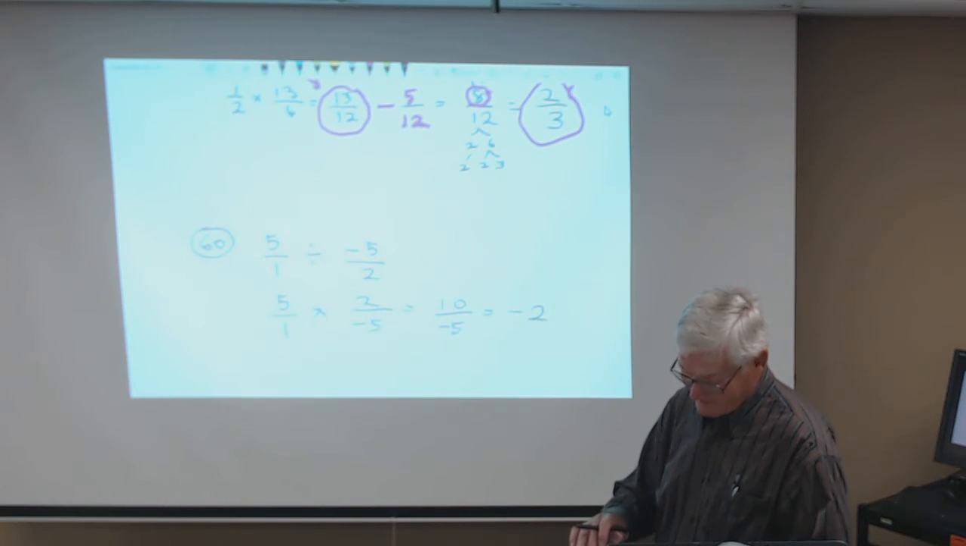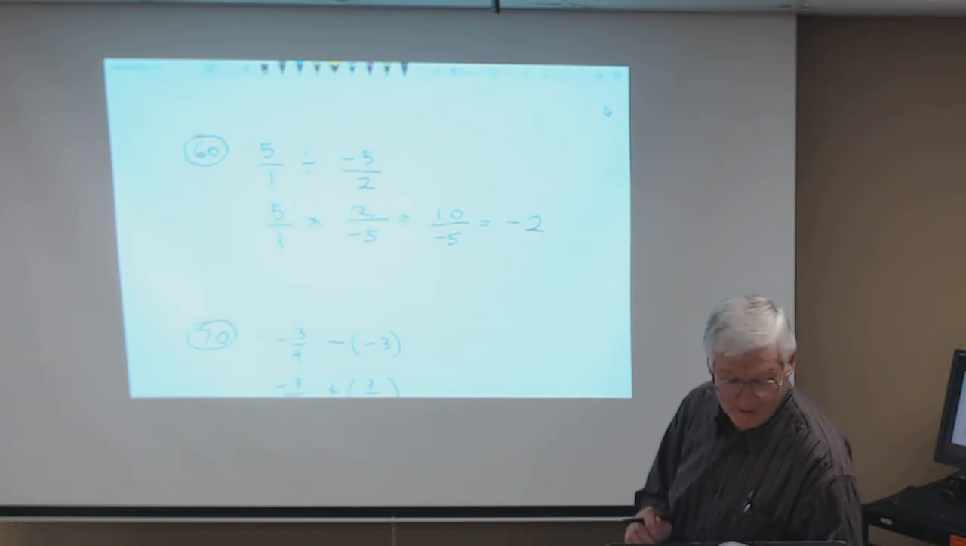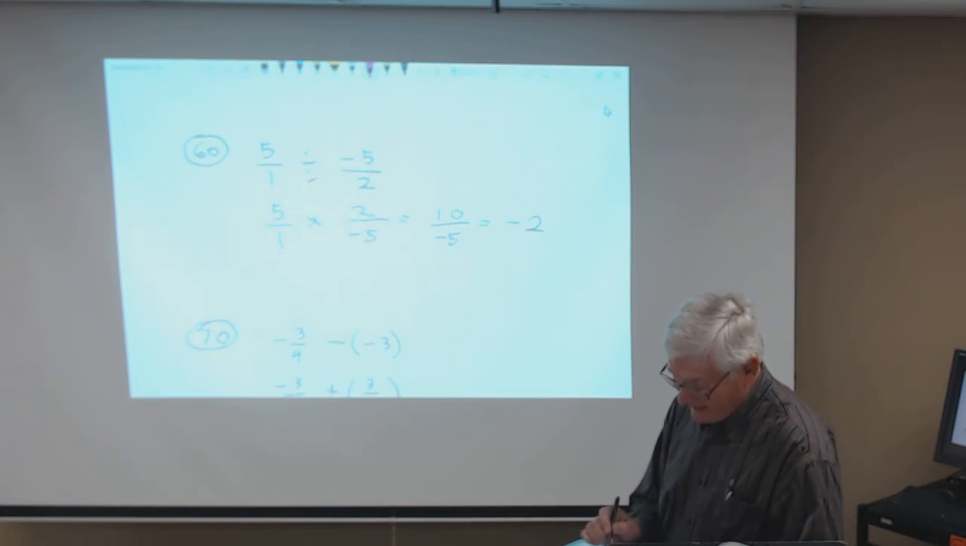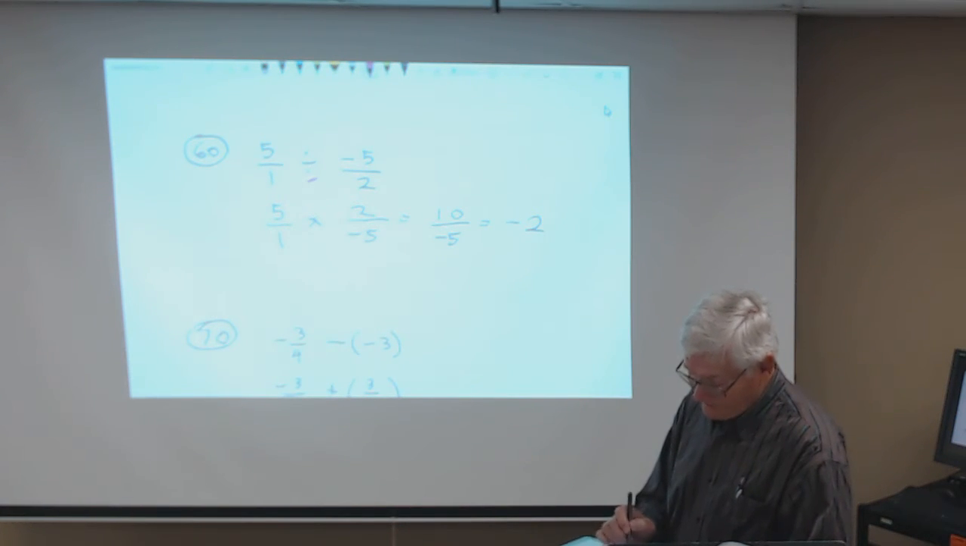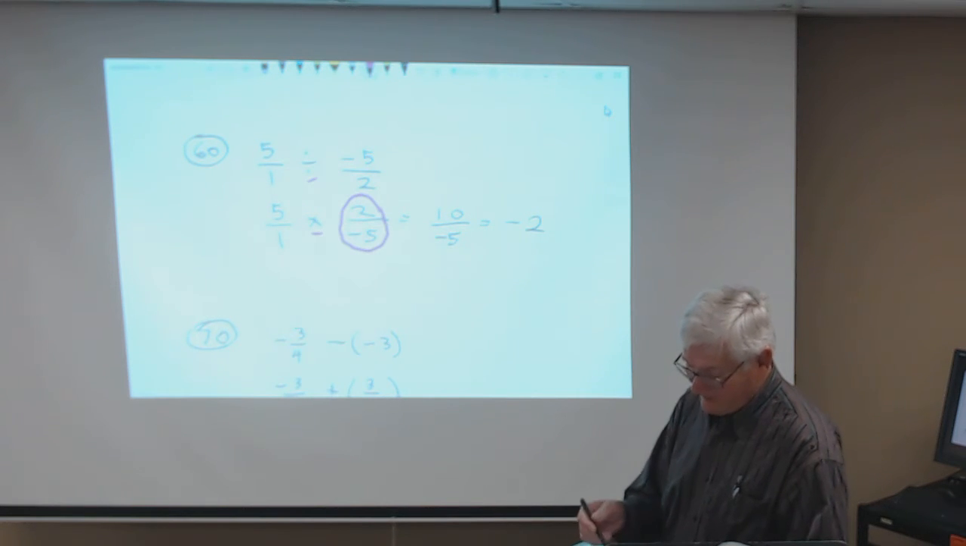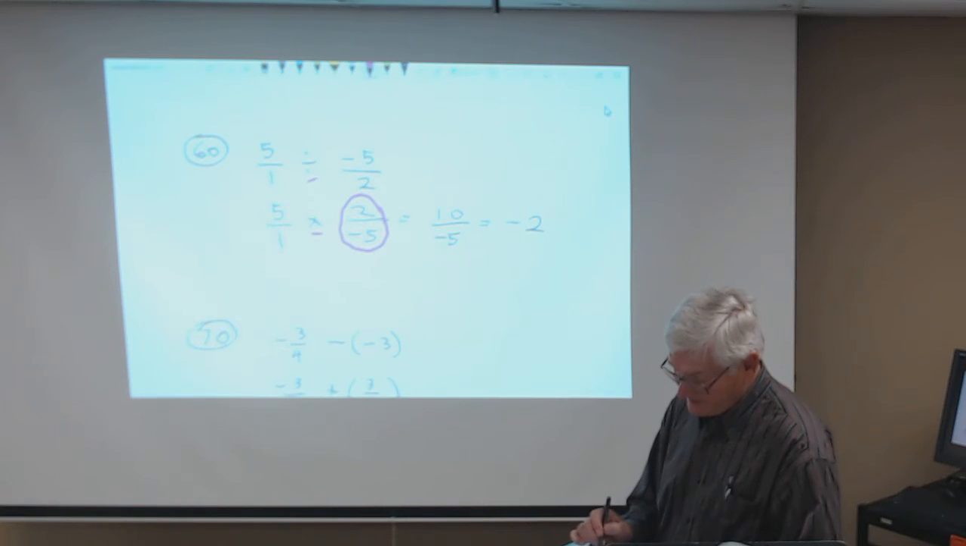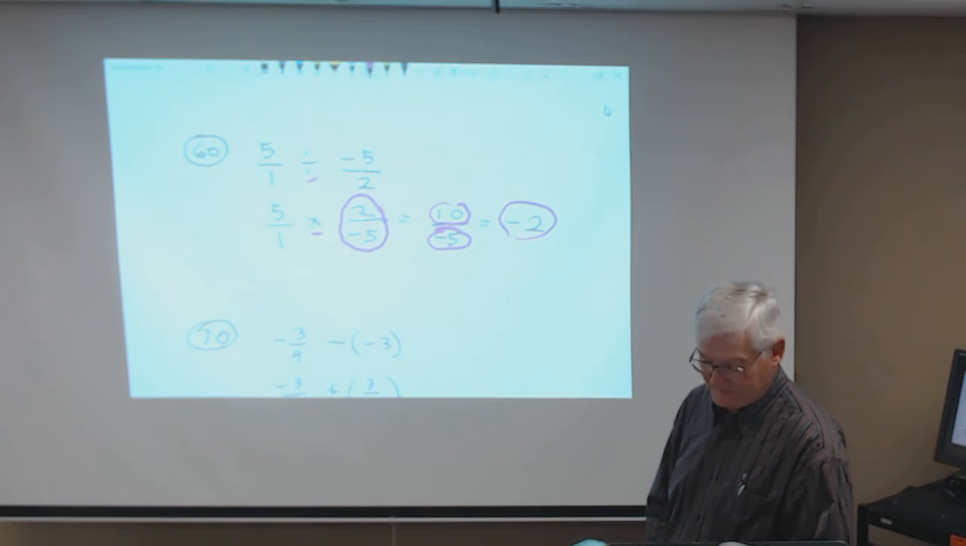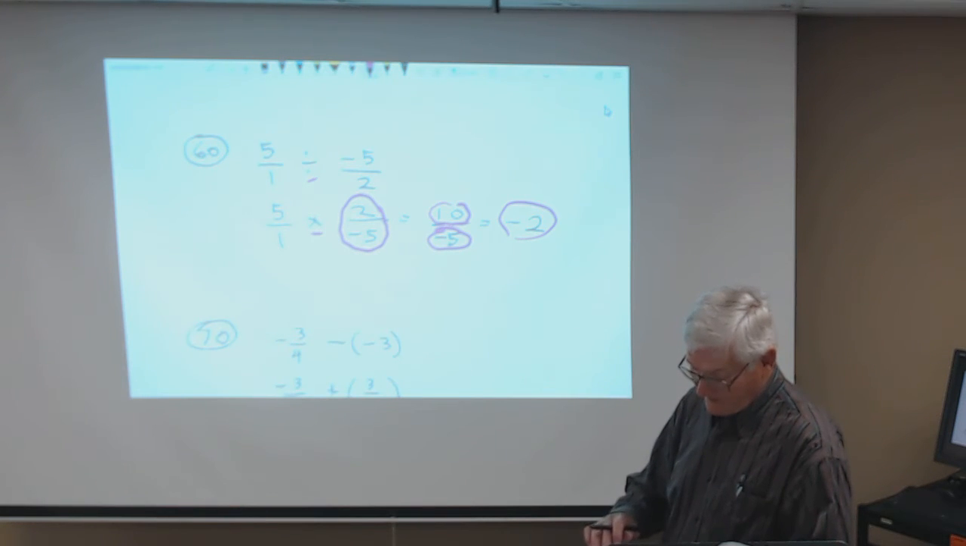60. Problem 60. 5 over 1 divided by negative 5 over 2 is 5 over 1 times 2 over negative 5. Flip the second one up. 5 times 2 is 10. 1 times negative 5 is negative 5. 10 divided by negative 5 is negative 2. What do you think?